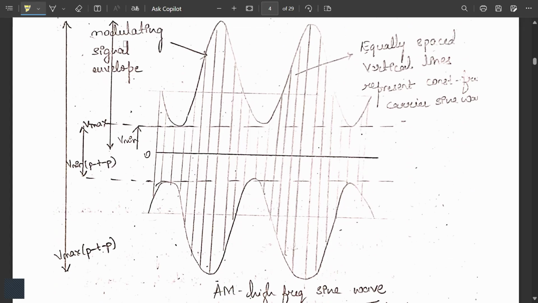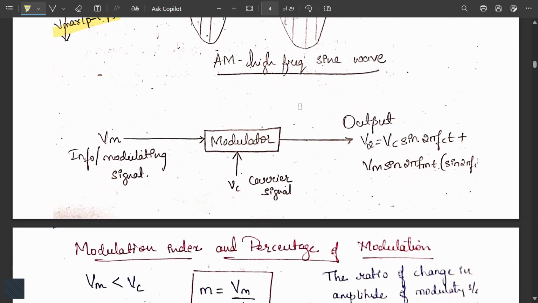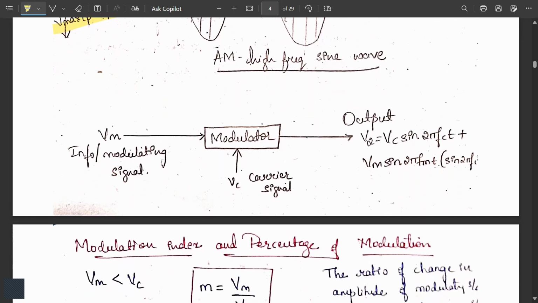So the modulating signal envelope is this. Consider that this is my V maximum, this is my V minimum. V minimum peak to peak is this, and V maximum peak to peak is this line. Equally spaced vertical lines represent that there is a constant frequency carrier sine wave. So you can think of it like information or a modulating signal is given to a modulator along with a carrier signal. This is Vm and Vc is given, and we get the output as this.